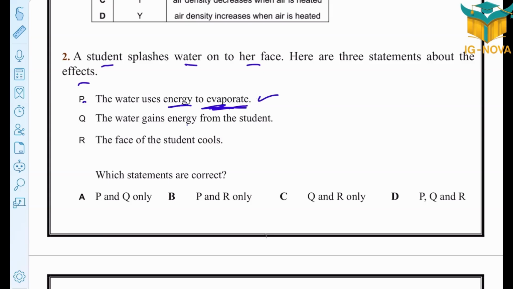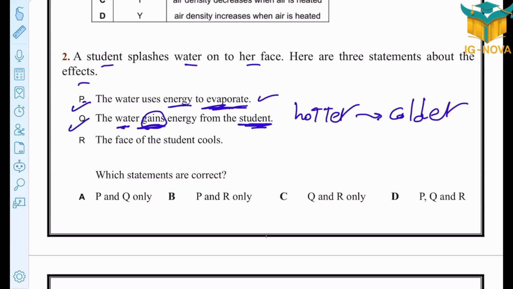Second thing, the water gains energy from the student. About gaining energy, energy goes from hotter to colder. So the student splashes water onto her face. Since her face is hotter than the water, the water will gain energy. So P is correct and Q is also correct.